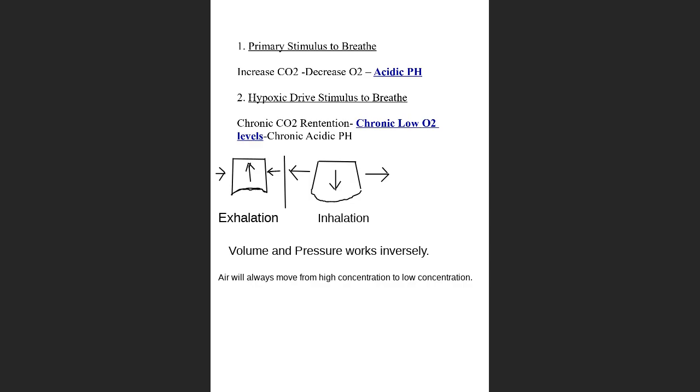That's the primary stimulus to breathe and the hypoxic drive. The primary stimulus to breathe is stimulated by changes in the pH as a result of increased CO2. The hypoxic drive responds to low oxygen levels. Are there any questions?